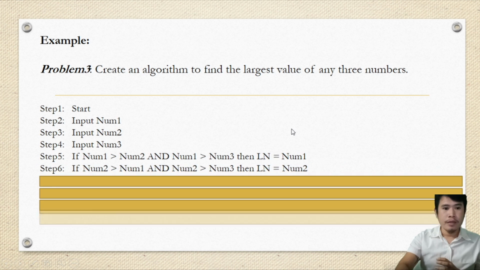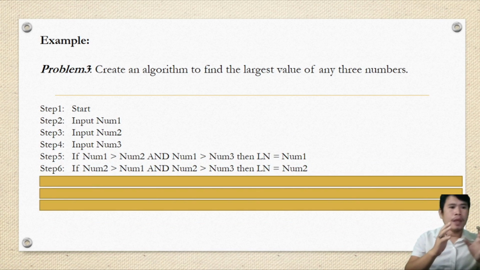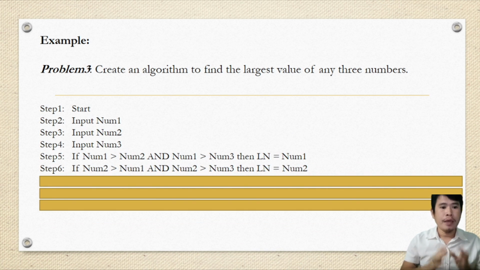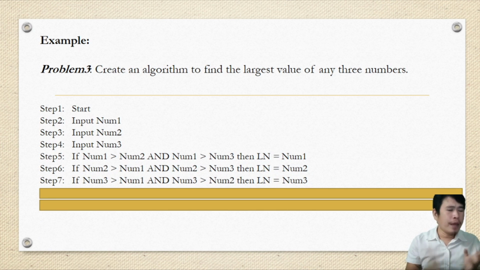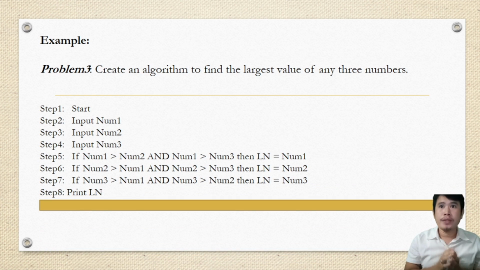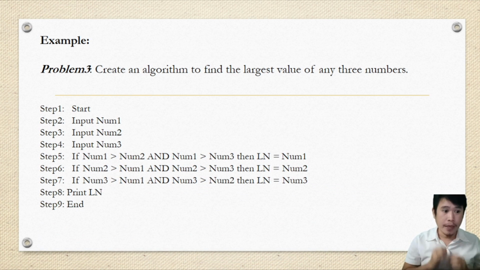Okay, next is step 6. If num2 is greater than num1, okay, and num2 is greater than num3, then largest number is equal to num2. Next is if num3 is greater than num1 and num3 is greater than num2, then largest number is equal to num3. Okay? After that, print largest number. And then step 9 is end.